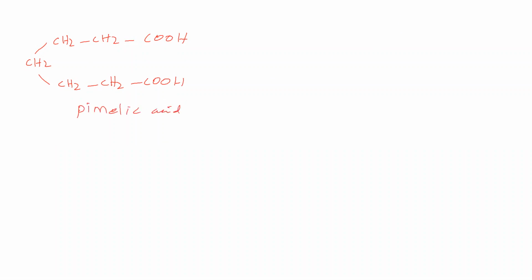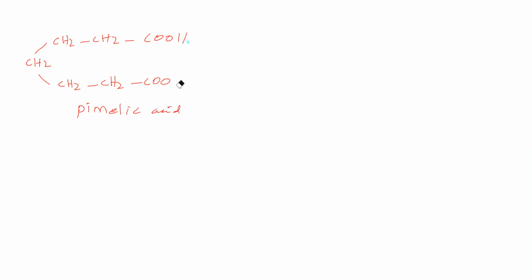We will now take one dicarboxylic acid. What is the dicarboxylic acid we are taking? This one. This is the dicarboxylic acid we have taken. This dicarboxylic acid name is pimelic acid. Pimelic acid. This we will convert into ester.